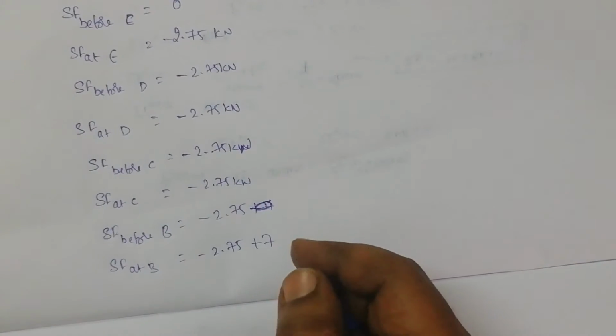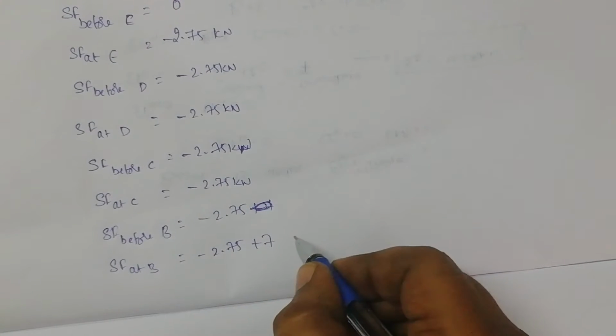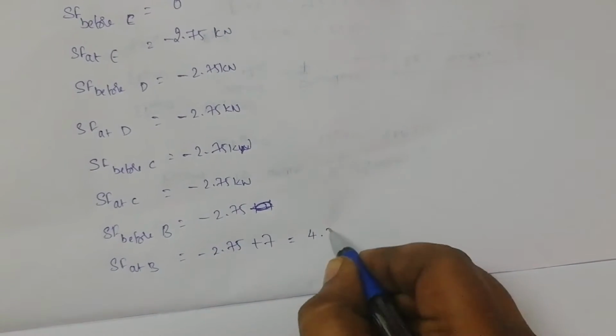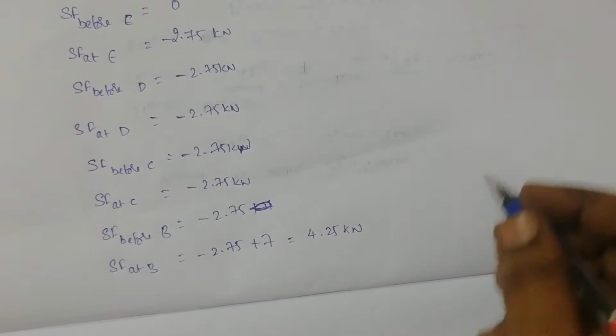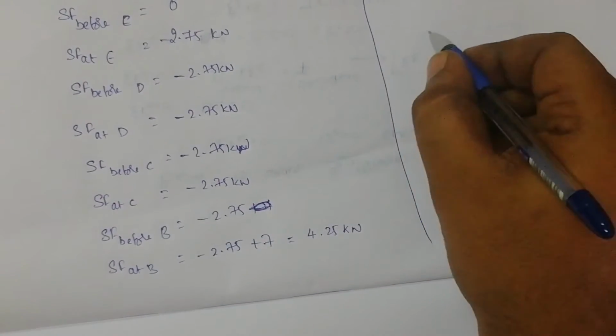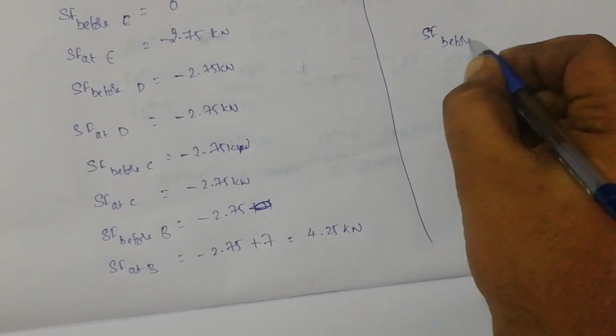Shear force before B. Before B we are having a value of 7 acting in downward direction, minus 2.75 plus 7. Okay, before B we should not consider 7, so again it is minus 2.75 kilonewton itself. Shear force at B will be minus 2.75 plus 7. The answer here you will get as 4.25 kilonewton.